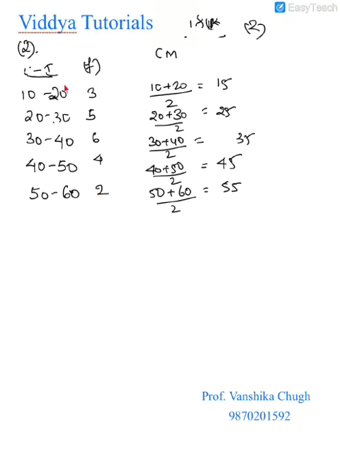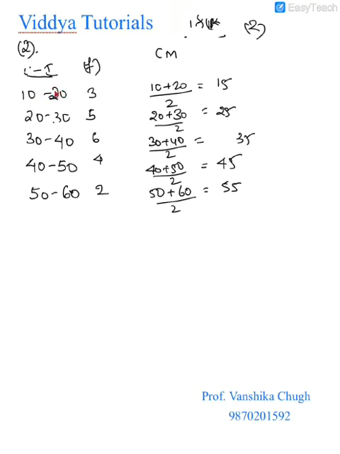Before I proceed to the sum, a little revision of the concepts. In these class intervals, the first limit is your lower limit, the second is your upper limit. So here my lower limit is 20, upper limit is 30. Lower limit 30, upper limit 40, and so on. The difference between the upper limit and the lower limit is called your class size. So 20 minus 10, my class size is 10.